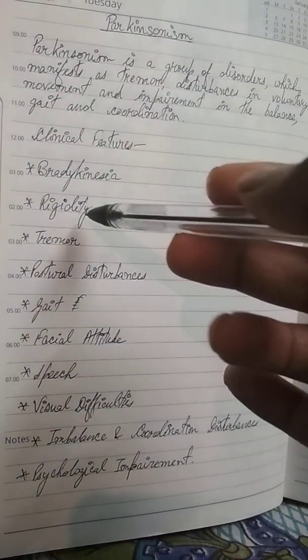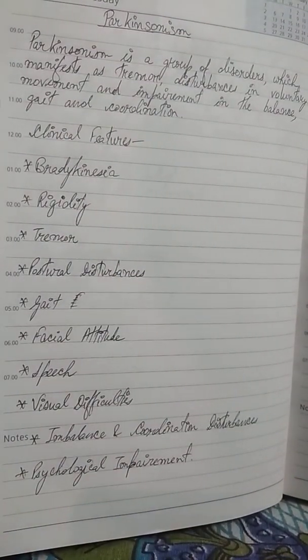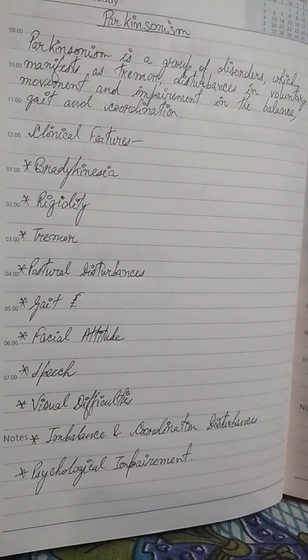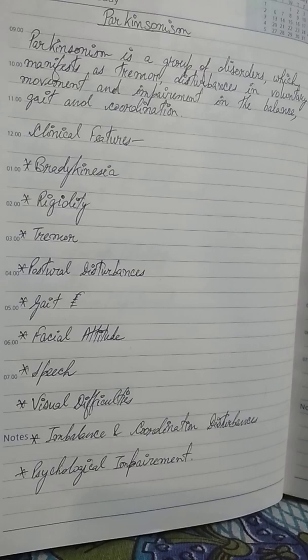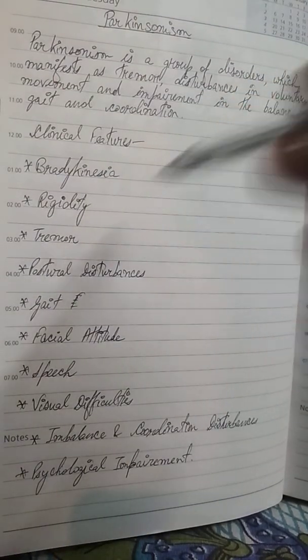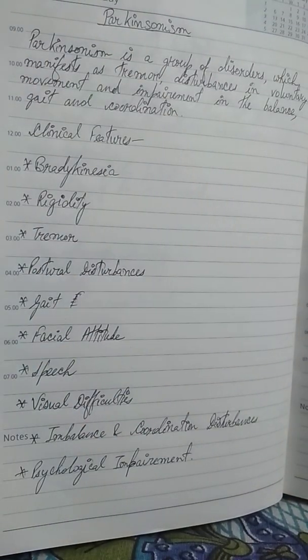The next is number two, that is rigidity. So rigidity is basically an increase in the muscle tone, which is manifested as co-contraction of agonist and the antagonist muscles. So usually we have two types of rigidity. One is cogwheel, which is usually manifested as intermittent, and the other is lead pipe type rigidity, which is a very uniform one. So in Parkinsonism, rigidity can be either of lead pipe type or it might also be of cogwheel type.